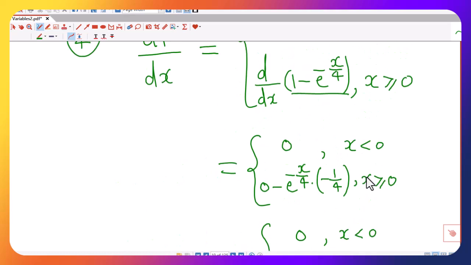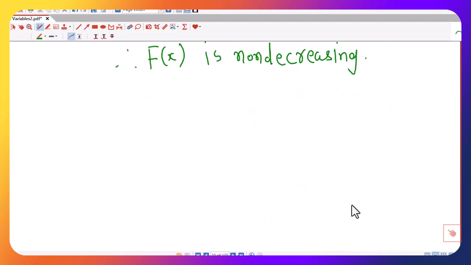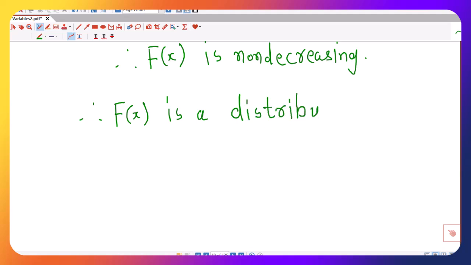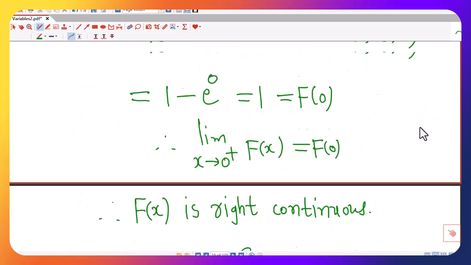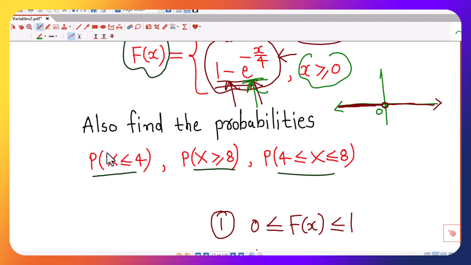And since f(x) satisfies all these properties, we can say that f(x) is a distribution function. We have to check all these properties to verify that f(x) is a distribution function. So this is the first part of our question. Now what is the next part? We have to calculate all these probabilities.